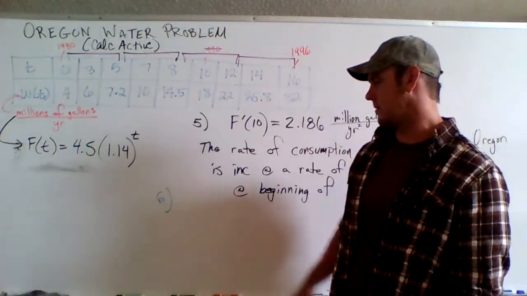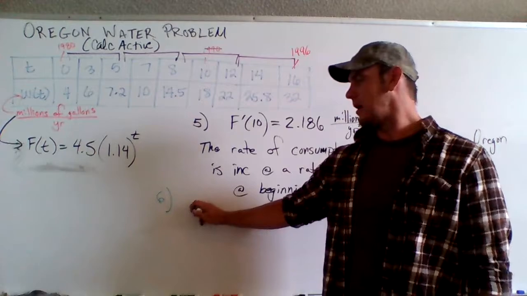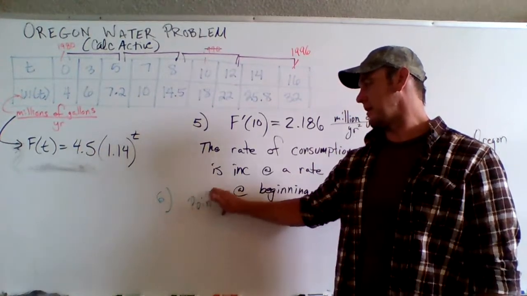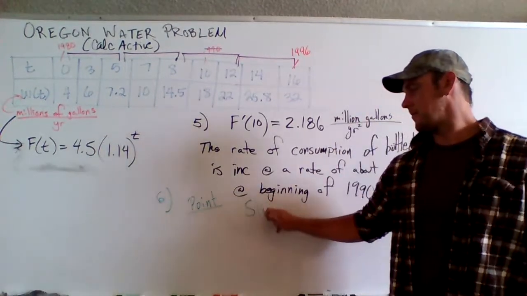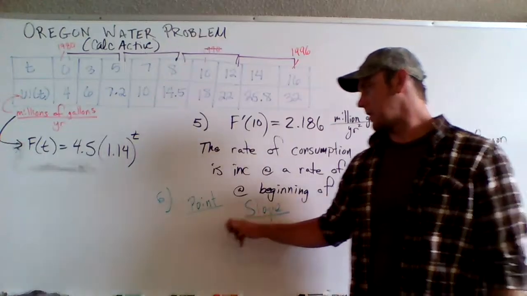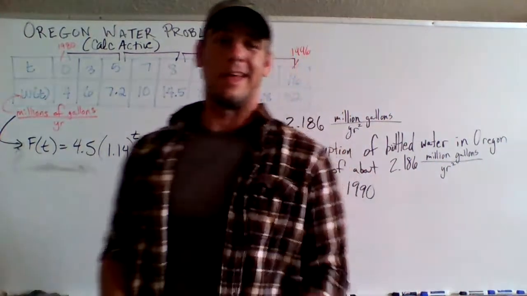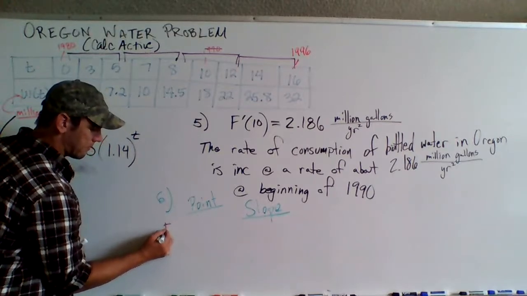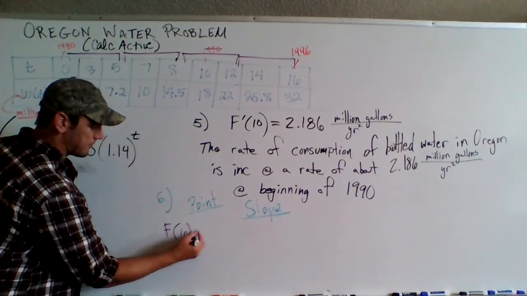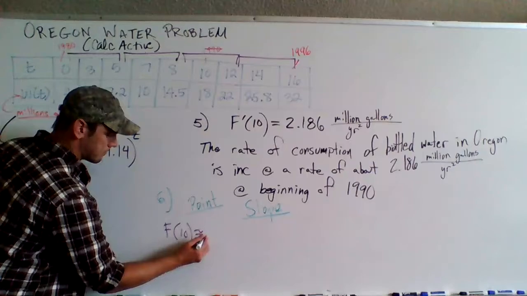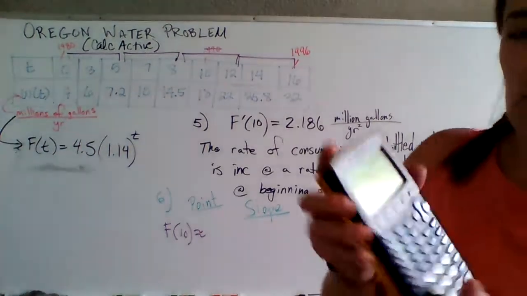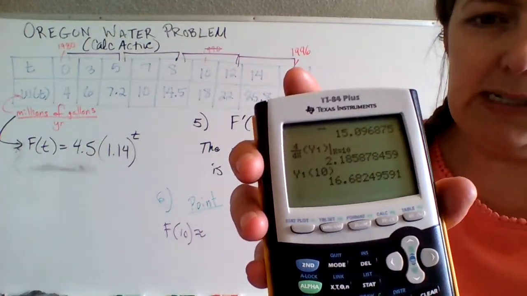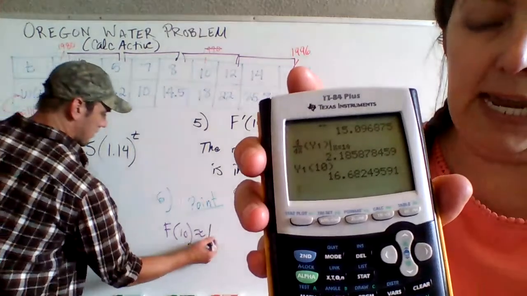So we want to write the equation of a tangent line. We need a point and a slope. We're talking about our function f at 10, so our point is just going to be f of 10. Remember where we stored f? It was in y1, so when you do y1 of 10, you get approximately 16.682.